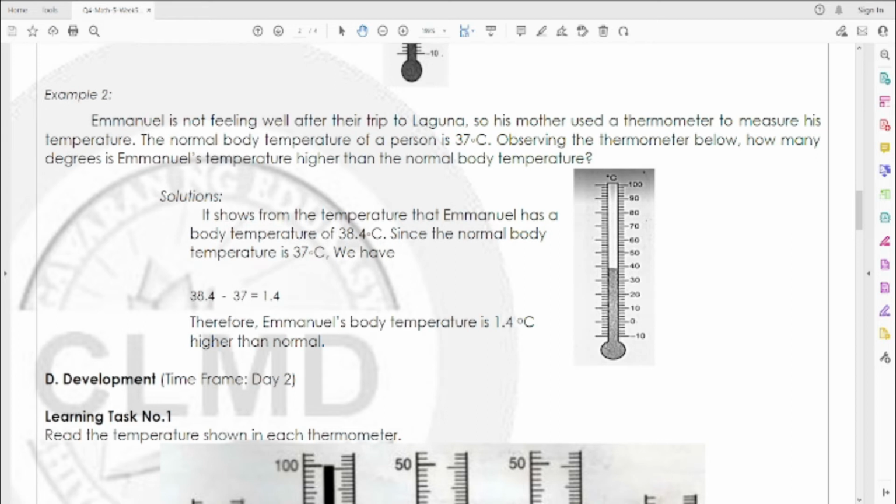Since the normal body temperature is 37 degrees Celsius, Emmanuel's temperature is 38.4 minus 37 degrees, the normal body temperature, and the answer is 1.4 degrees Celsius. Therefore, Emmanuel's body temperature is 1.4 degrees Celsius higher than the normal body temperature.